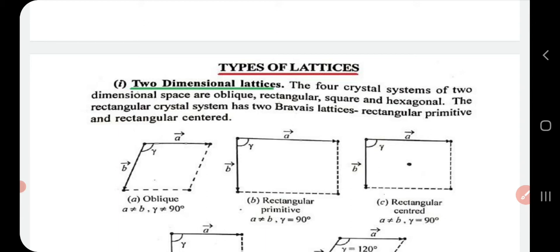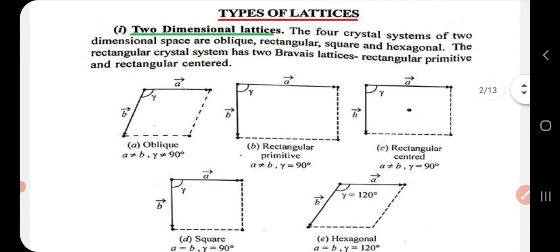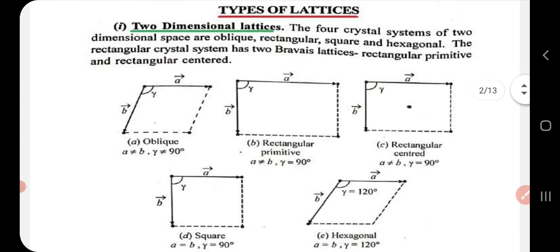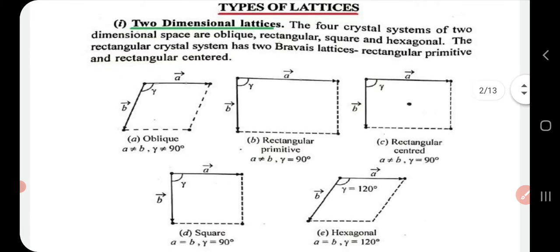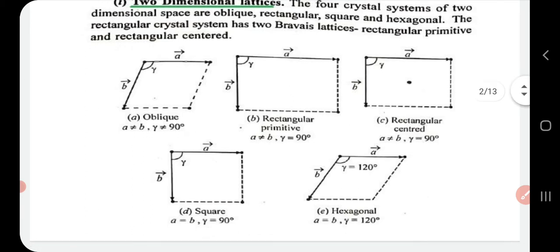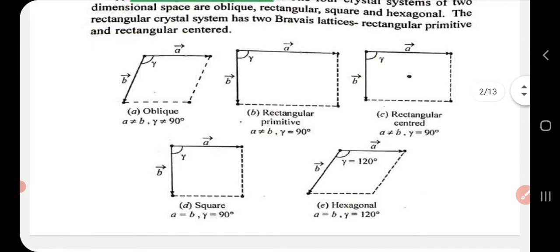Actually there are two-dimensional and three-dimensional lattices. The four crystal systems of two-dimensional space are oblique, rectangular, square and hexagonal. So in a two-dimensional lattice system we have four crystal systems, given below. The first one is oblique. Then rectangular, which is of two types: rectangular primitive and rectangular centered. Then square, and the last one is hexagonal.